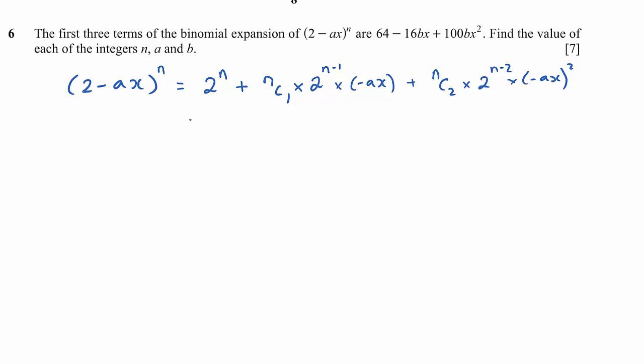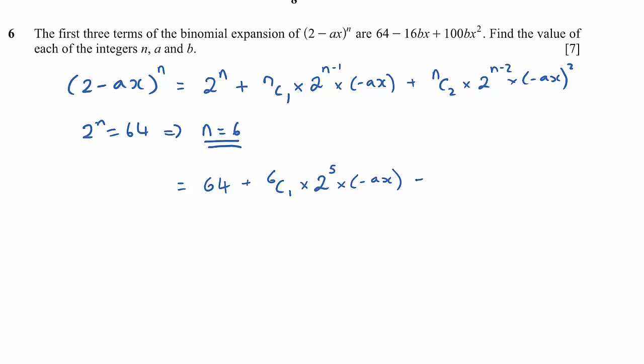So just looking at the first term, we've got 2 to the n equals 64, and that would tell us that n is equal to 6. So then we have 64, 2 to the 6, and then we've got 6 choose 1, multiplied by 2 to the 5, now that we know that n is 6, times negative ax, and then we have 6 choose 2, times 2 to the 4, times negative ax squared.